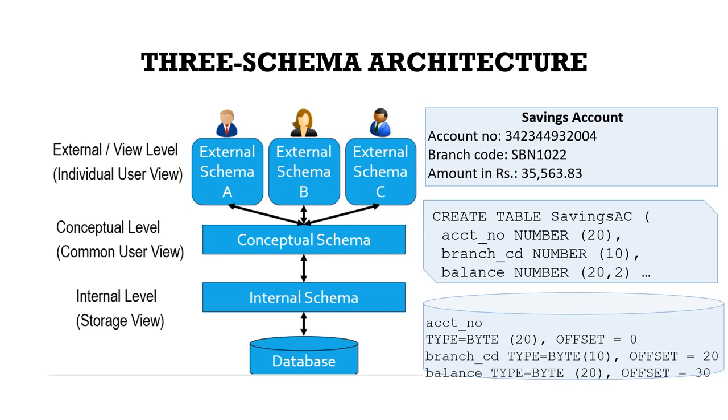So you can see the first, the external schema, that is the top level schema. The individual user will see a bank account in this manner. It is clearly mentioned what the account number is, what the branch code is, and how much amount is available in that particular account. This is the external schema, where the individual user can see his or her data.